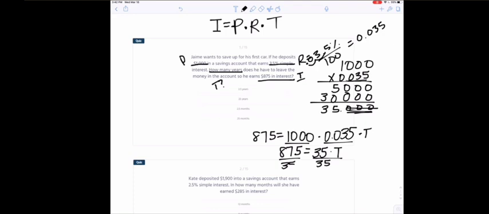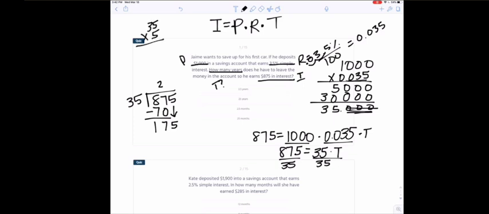So now I'm going to divide each side by 35. And I'm going to set up my division problem. So 35 goes into 87 2 times. 35 times 2 is 70. 7 minus 0 is 7. 8 minus 7 is 1. I'm going to bring down that 5. 35 goes into 175. I'm going to say 5 times.